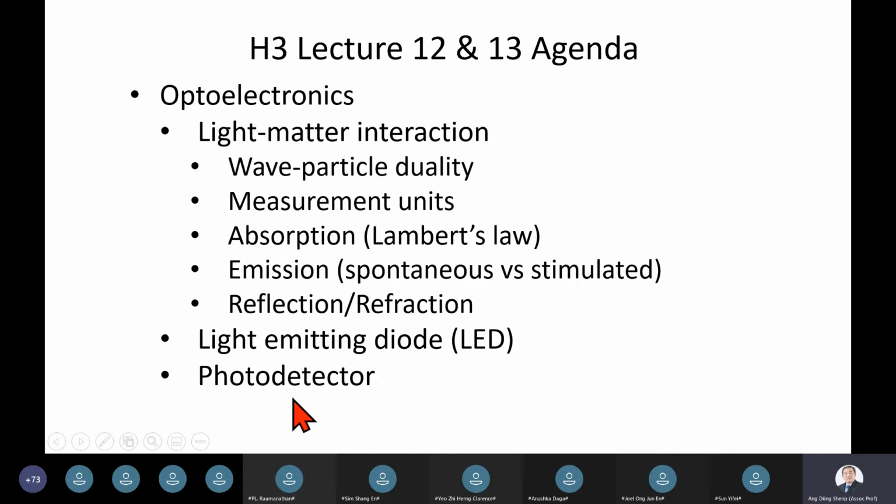Then this topic will end with a discussion of the photodetector. A photodetector device does exactly the opposite to what an LED does. Basically, an LED emits light, a photodetector detects light. It does not emit light. It converts light into electrical energy, whereas an LED converts electrical energy into light. So this will be the layout for this topic. The discussion will span 2 lectures, 12 and 13. Okay, so let me get started.